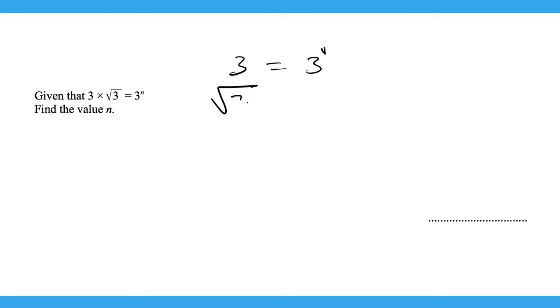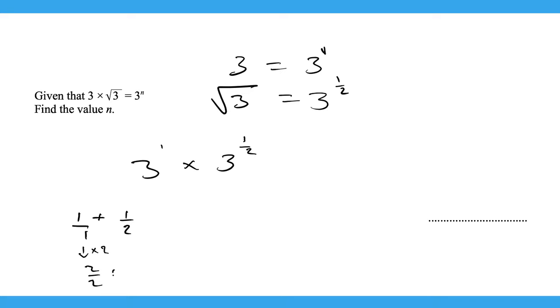Now root 3 is the same as 3 to the power of a half. So if we find 3 to the power of a half, that's going to give us root 3. Okay? So if we had 3 to the power of 1 multiplied by 3 to the power of a half, when we're multiplying indices, we would just add the powers together. So we just need to add 1 over 2. Okay? So we can multiply this by 2 to get 2 over 2, add 1 over 2, and that's going to give us 3 over 2. Okay, and the value of n is 3 over 2.